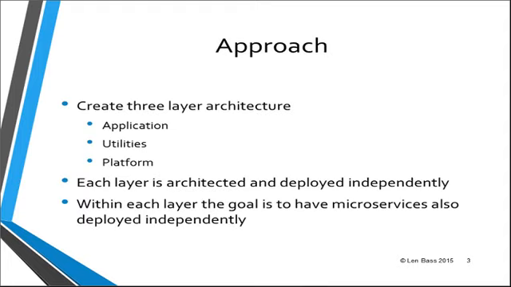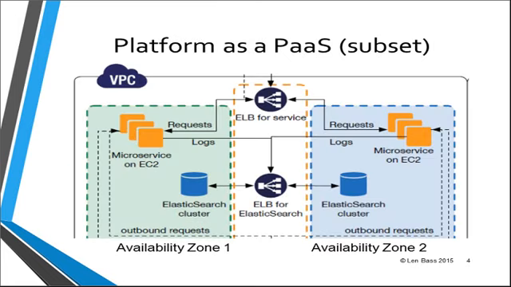So they created a three-layer architecture. There's the application, there's a utility, and there's a platform. Each layer is architected and deployed independently, and the goal is to have microservices also deployed independently within each layer. They did this in parallel with a platform that they were developing.